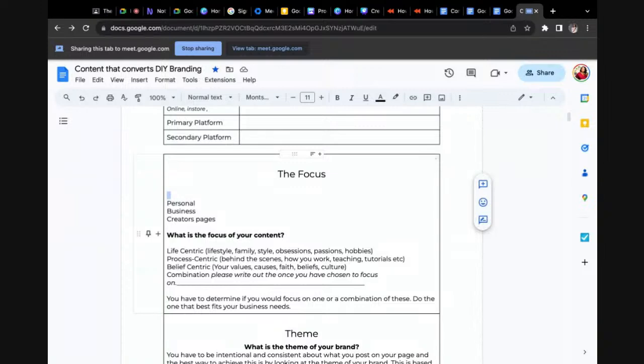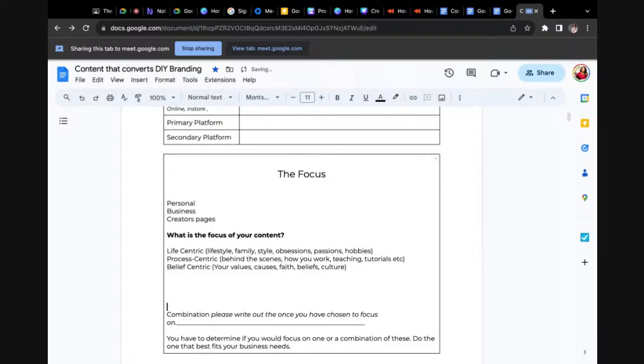And the first one I look at is life centric pages. So these are like family vloggers, lifestyle, people that are talking about passions, people that are talking about hobbies, so DIY pages and things like that. Then we have what we call process centric. These ones are showing you behind the scenes, they're showing how you work. So you have teachers, tutorials, coaches, those people fall under this category. And then we have belief centric.